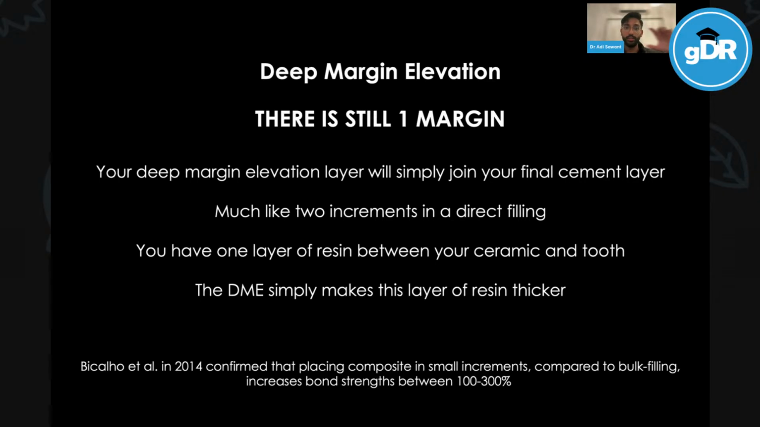That's literally it. The key thing with deep margin elevation is because we're dealing with really deep, hard to bond to tooth structure, we want that good isolation, and we want to be placing very small increments, 0.5 to 1 millimeters at a time, to allow that bond to mature rather than bulk filling, because it increases the bond strengths quite a bit.